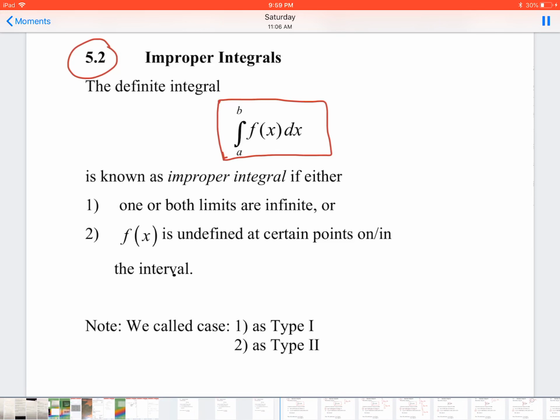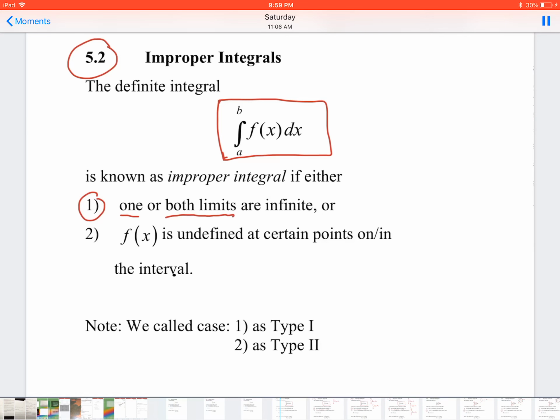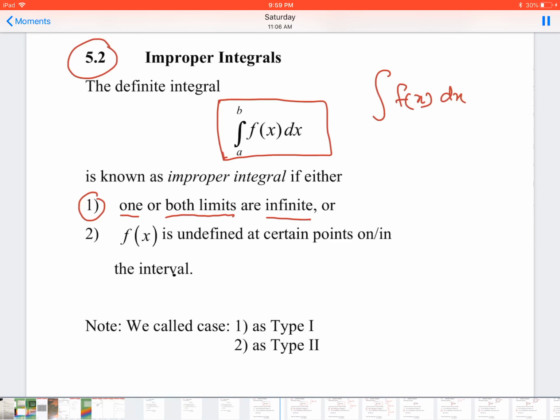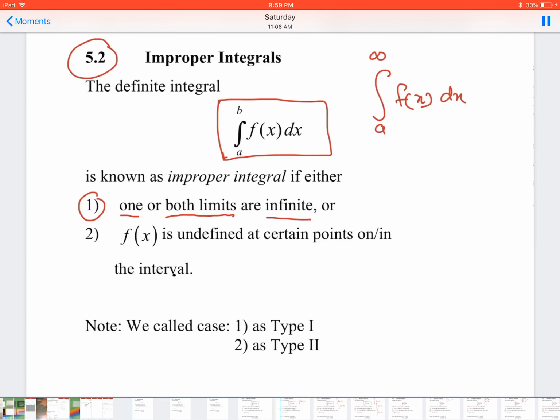So type 1, for problem number 1, means that one or both limits are infinite. Okay, what does it mean? Meaning that now you want to integrate the function with respect to x, and maybe you want to evaluate the limit from a specific value a to infinity.